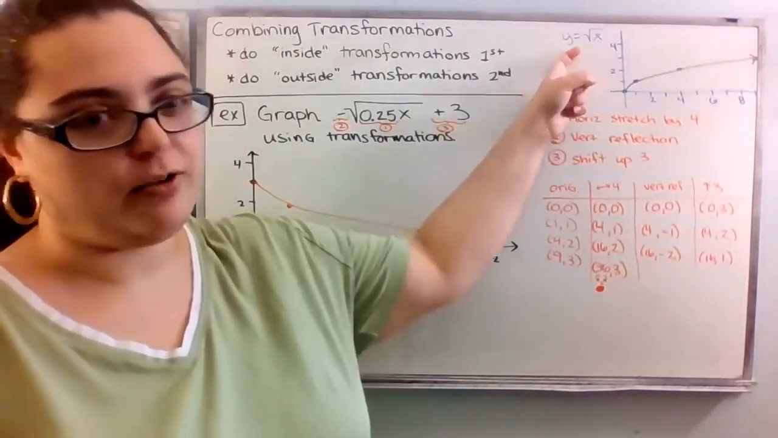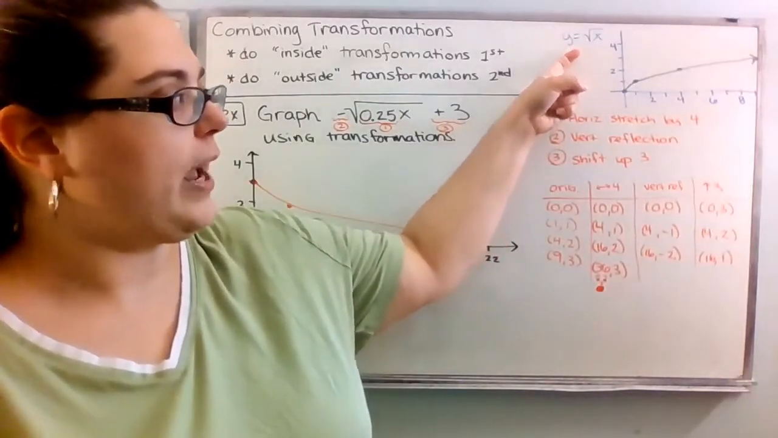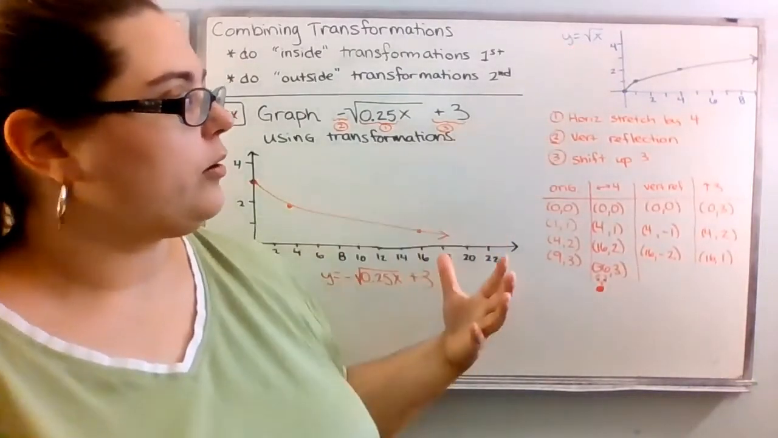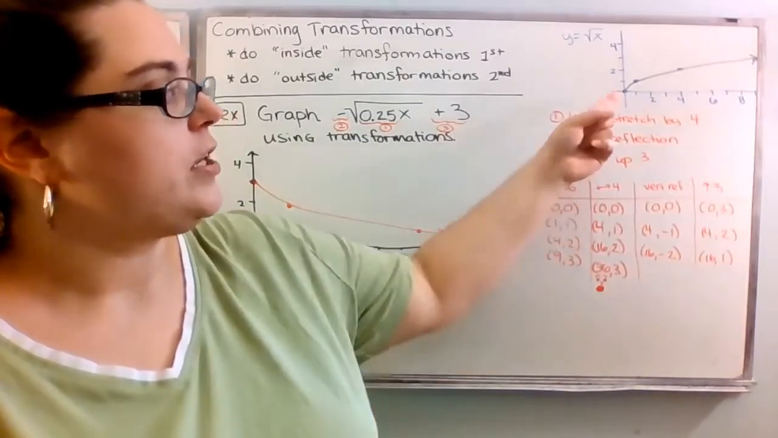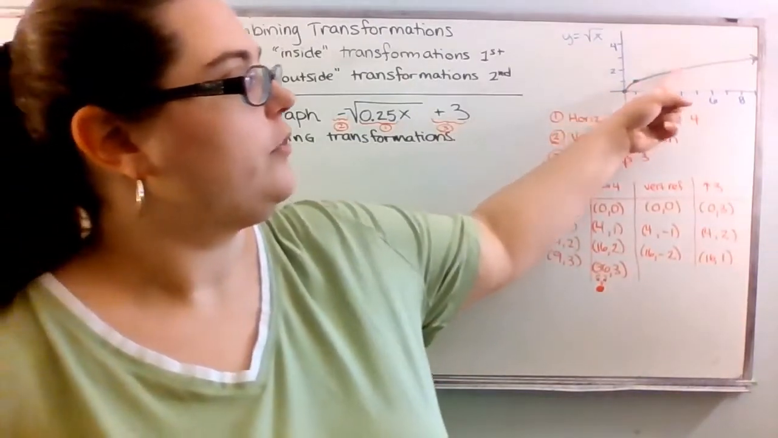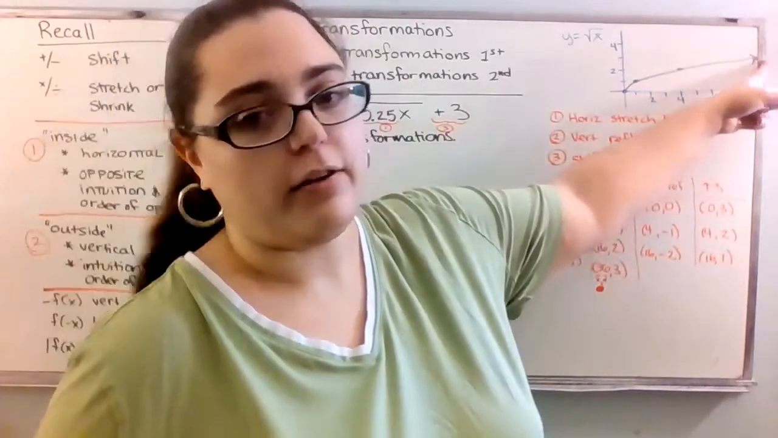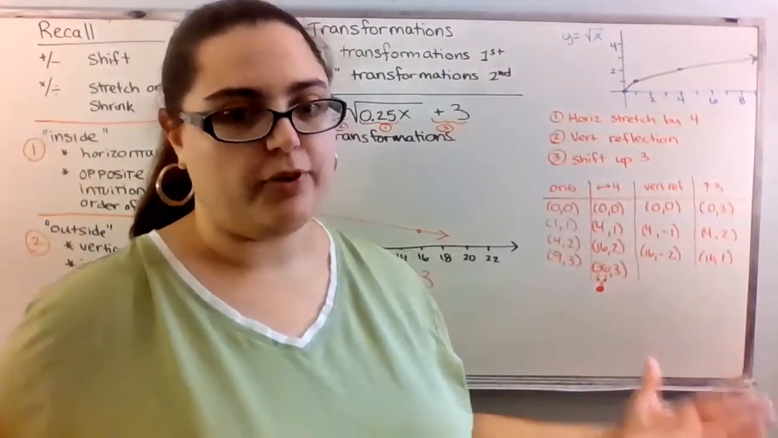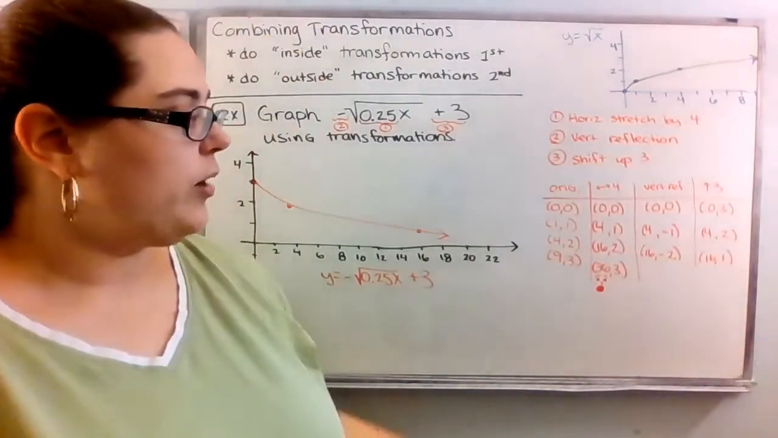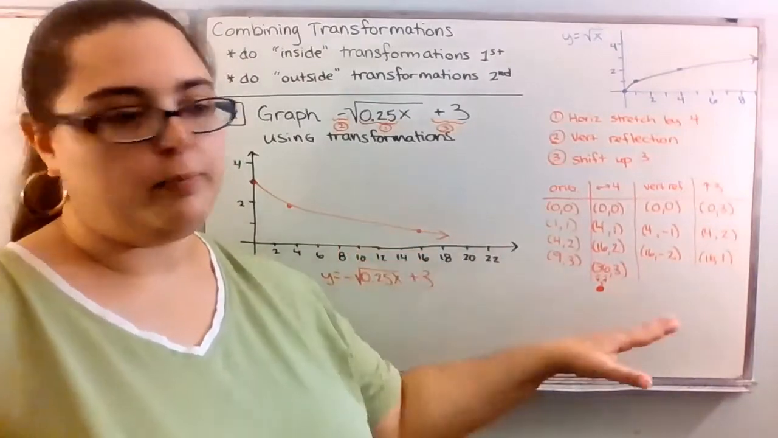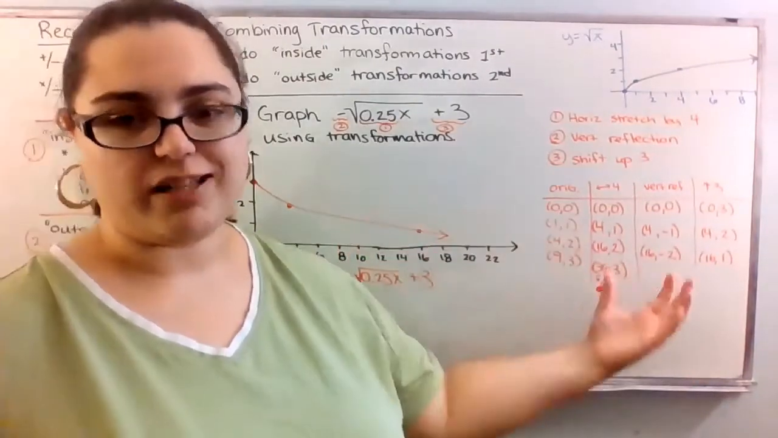Okay, so we have our 3 transformations. I did sketch a graph of the square root of x to help me out. And when I did that, I had 4 points I was going to use as my reference. So I had (0, 0), (1, 1), (4, 2), and then it went off to (9, 3). All of those I thought would be helpful.